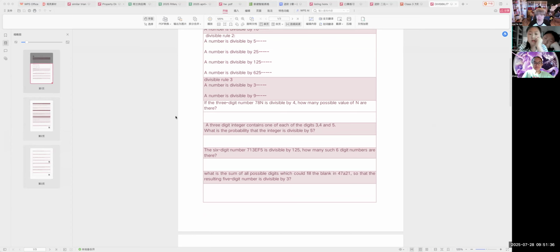So the 6-digit number 713EF5 is divisible by 125. Zoe, do you still remember the rule for divisibility by 125? Yes, the last 3 digits: if they are divisible by 125, then the whole number is divisible by 125, right? So that means we only discuss what? E, F, and 5. So EF5. I want to know if this number is divisible by 125. Okay, Amelia and Zoe, your turn. How many such 6-digit numbers are there?